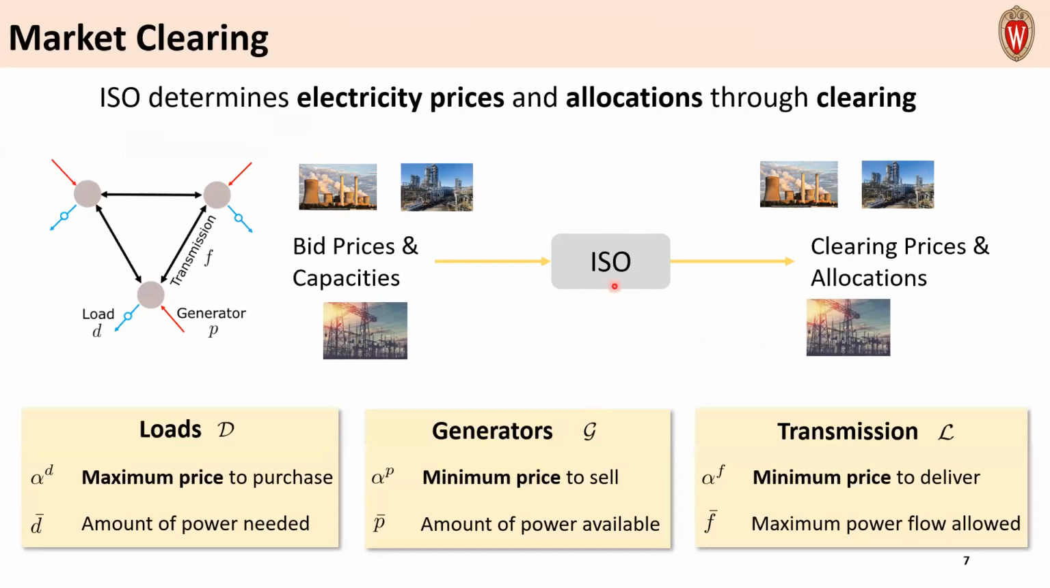To do that, the ISO collects bid information from participants like loads, generators, and transmission lines, and then outputs the price and allocation by solving an optimization problem. The bid information usually consists of a price and a capacity. The bid price tells the price level at which a participant becomes willing to participate, while the capacity tells the maximum amount by which it is able to participate.